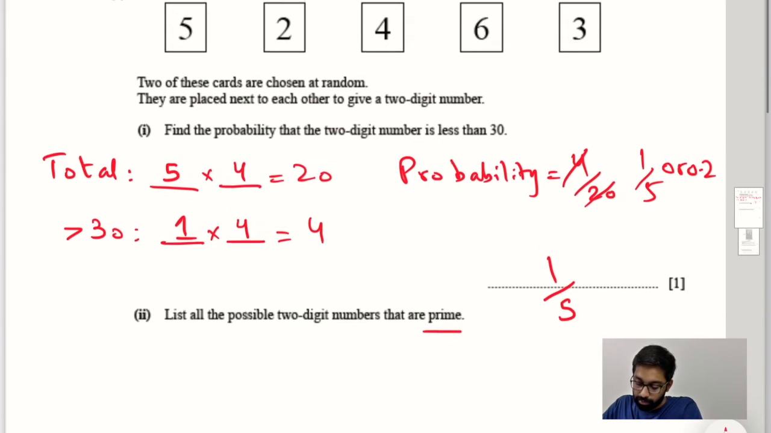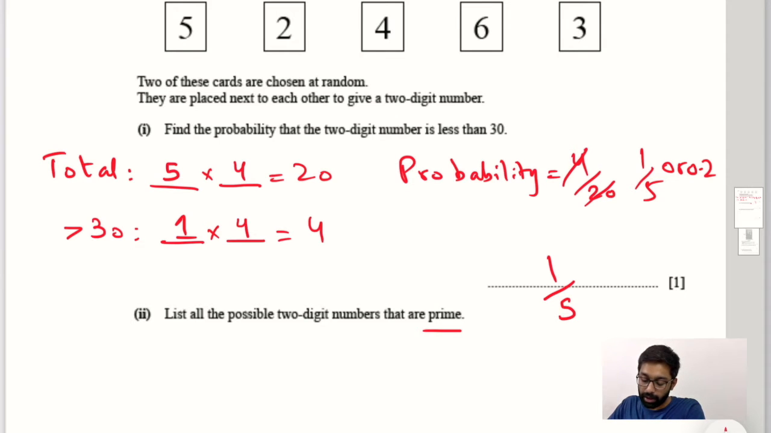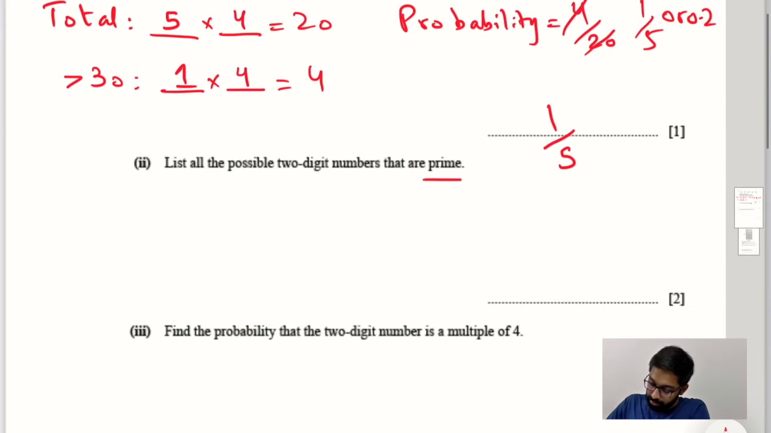Now a prime 2-digit number cannot end in a 2, 4, 5 or a 6, because all those numbers have factors of either 2, 4 or 5. That leaves us with only one number that can end the 2-digit number, which is 3. So let's write down all the possibilities. The first number can be 23, the next can be 43, the next can be 53 and the last can be 63.